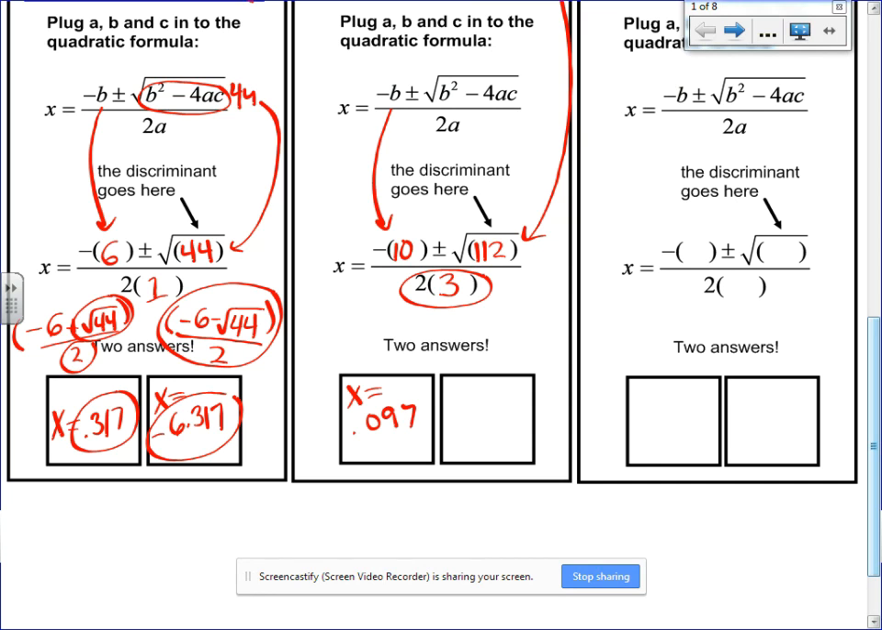Now, if you want to do negative 10 minus the square root of 112 divided by 6 for your second one, remember parentheses, negative 10 minus the square root of 112, parentheses, divided by 6. And you should get x equals negative 3.43. So that is how you do that.